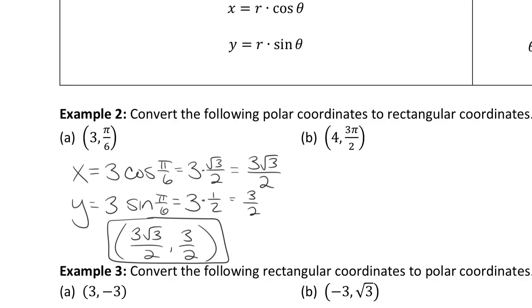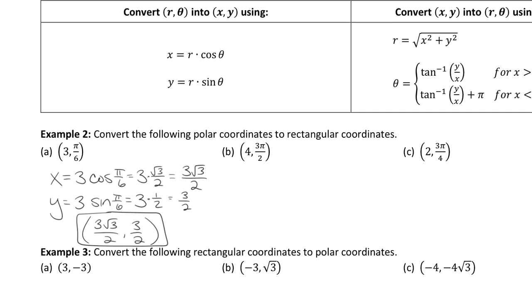Can I leave you to try the next two? You have B and you have C. I want you to try to find the rectangular coordinate points that are represented by those polar coordinates.